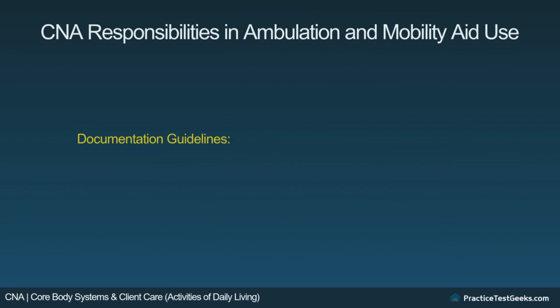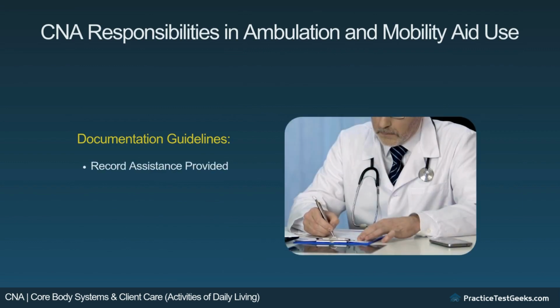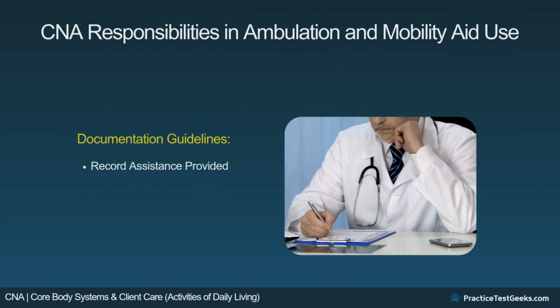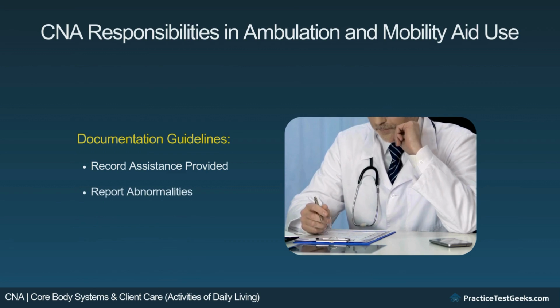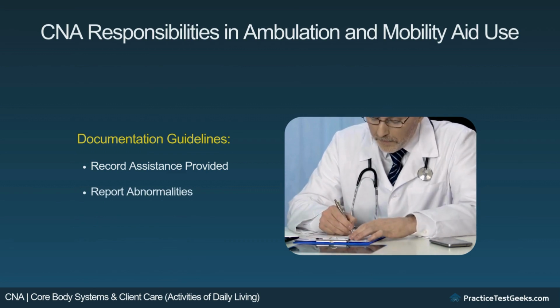Documentation guidelines. Record assistance provided. Document the type of mobility aid used, any difficulties encountered, and the patient's response to ambulation. Report abnormalities. If the patient experiences pain, dizziness, or refuses to walk, document these observations and notify the nurse.